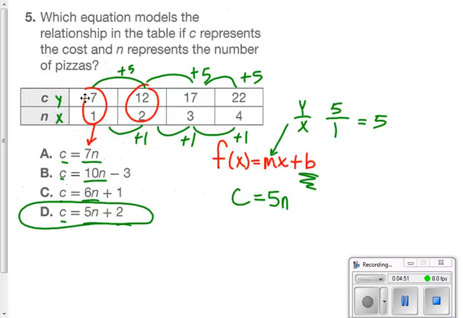Another way, remember, is to go ahead and plug these values in. So if I put in this first ordered pair, 1 times 5 is 5 plus 2 is 7, and you should check it for 3 values. If it works for 3, it'll work for all of them. This will conclude our lesson on 8241.